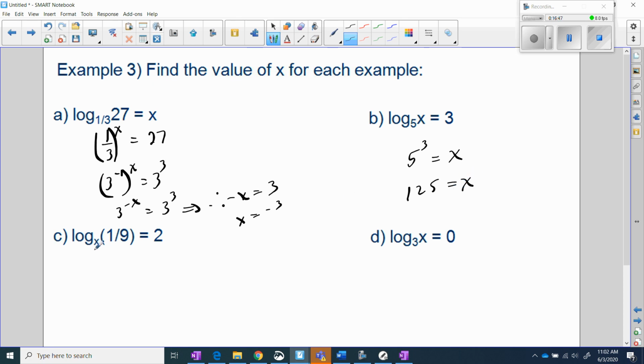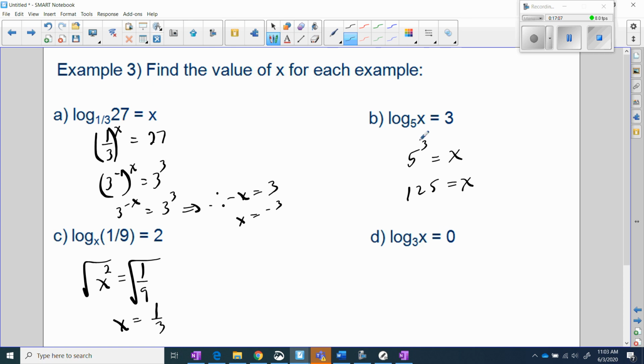This one, x squared would have to equal the fraction 1 over 9. So if x squared is something and I'm trying to figure out what x is, well, I would just take the square root of it. So x would be 1/3. X can't be a negative, so we're just dealing with the positive square root here only.